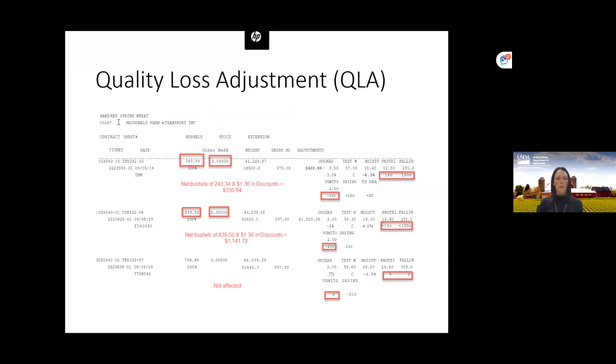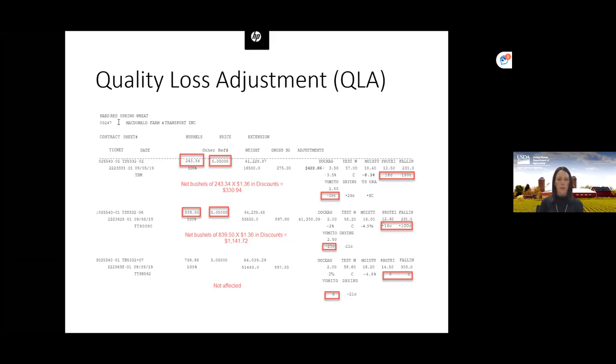So here's an example of the assembly sheet that the producer will provide with their application. It shows our net bushels of 243.34 for the first load. It has our price before discount of $5.05. And then it's showing our discounted price for each type of quality factor. So it has our protein discount, our falling number discount, and our vomitoxin discount. If we total those three up, we get $1.36. So we have our 243.34 bushels times the $1.36 discount gives us our total dollar value loss for that load of $330.94.